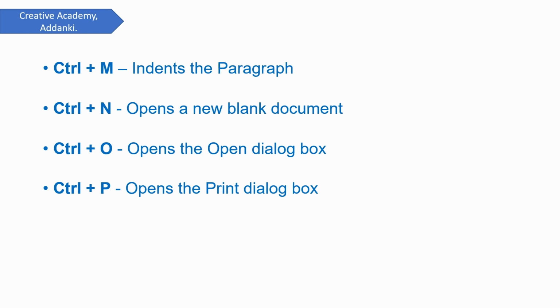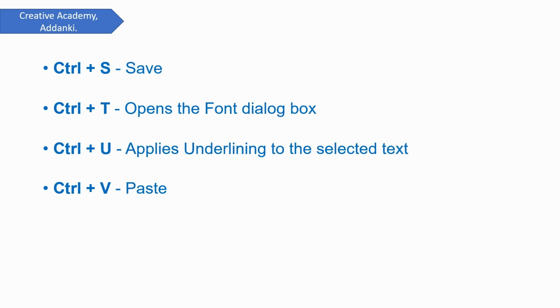If you are thinking about opening an existing document, that can be done by using Control O. An already saved document in the computer can be opened by using Control O. You can see different folders and locations on the computer. You can select the folder in which your file is saved and open it. Control P opens the print dialog.